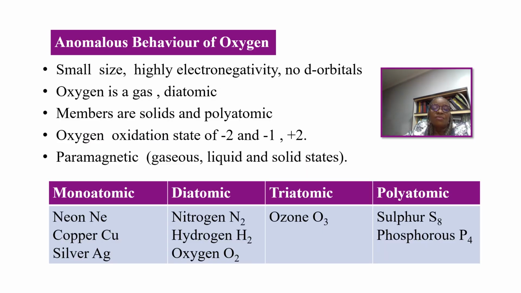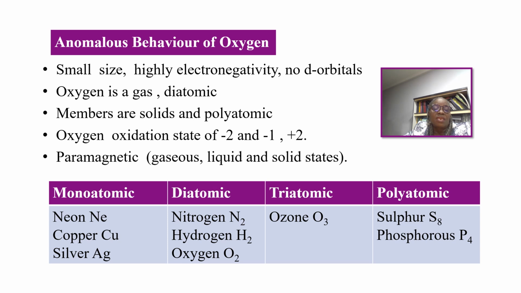Anomalous behavior of oxygen. Oxygen differs considerably from the rest of the family members. It has small size, very high electronegativity, and does not have d orbitals in the valence shell. Oxygen is a gas, while other members are solids. Oxygen is diatomic, other members are polyatomic, like sulfur and selenium. Though selenium compounds that are polyatomic are very complex.